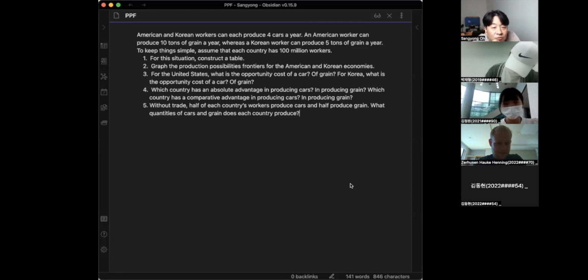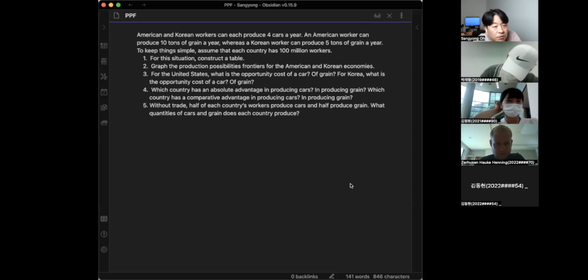So how comfortable do you think you are solving this problem? I don't know. I don't really know what you mean by construct a table, but other than that, I think it's okay. Construct a table: I didn't show it in the lecture, but usually you can see it in a textbook. Any textbook shows a table with some information.